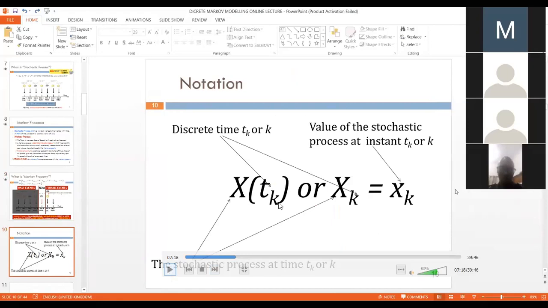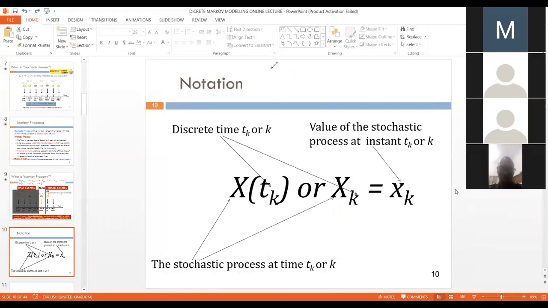On the screen is how we represent the states of the process. We say that the random variable at a time, say t, or the random process at a time step k, is equal to a certain value. So if the possible values are 0, 1, and 2, then this will be equal to 0. This 0 here represents the small x of k. That is how it is.